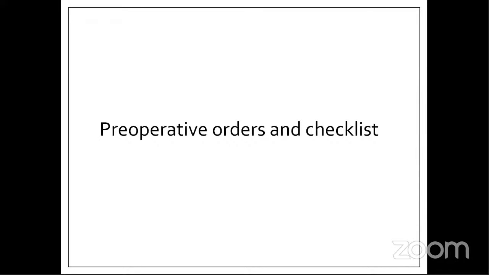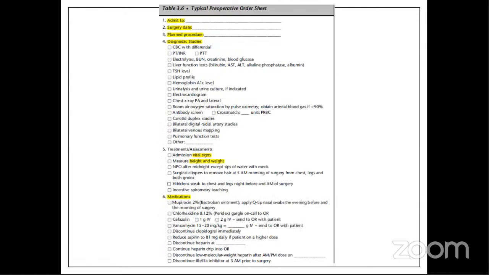Preoperative orders and checklist. A checklist in general can make things easier and save time. So once the patient has been accepted and scheduled for surgery, orders should be written to address the patient's general and specific condition. A standardized checklist is helpful, and it can be individualized as necessary. So this checklist is upon admission: where to admit the patient, what is the procedure, what are the labs and images that need to be requested, to obtain the vital signs, the height and weight of the patient, the medication, what to start and what to stop.